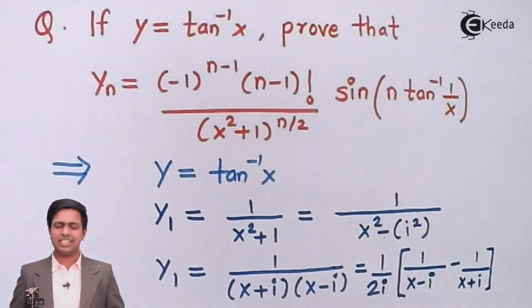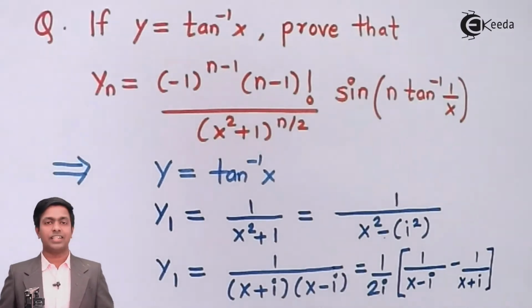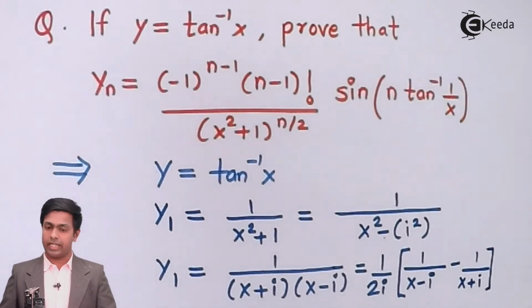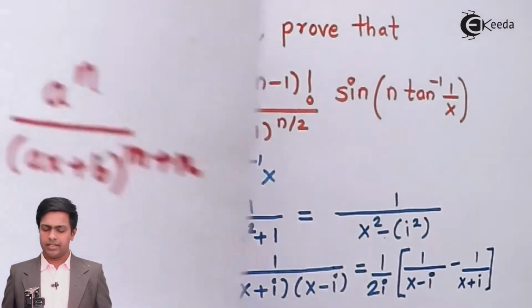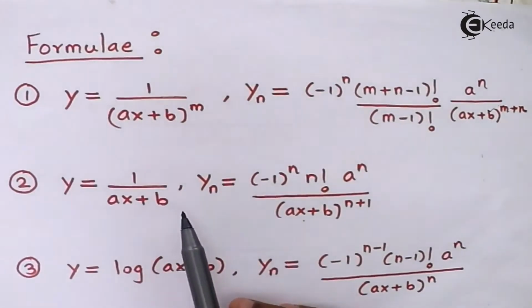So it means this is the partial fraction of the given fraction. Now guys, here you can observe one more thing, that I've separated the terms. So now it's very easy to get the nth derivative of each and every term, because now this is matching with my formula, that is ax plus b. Now let's compare with the formula.